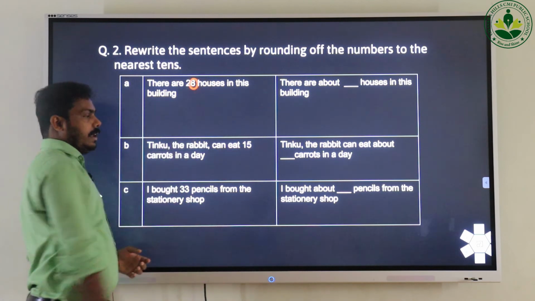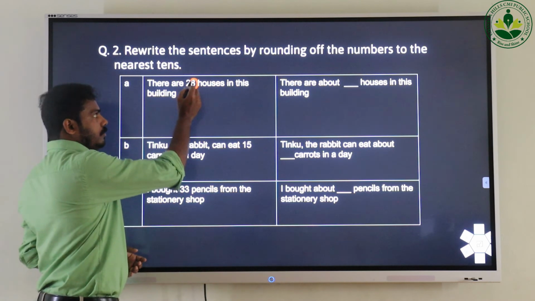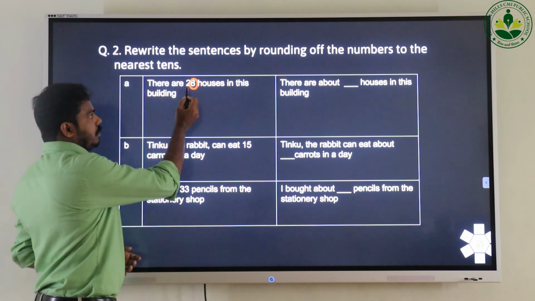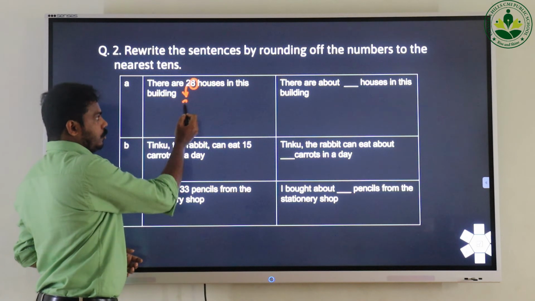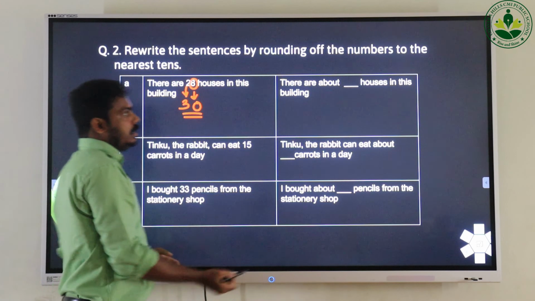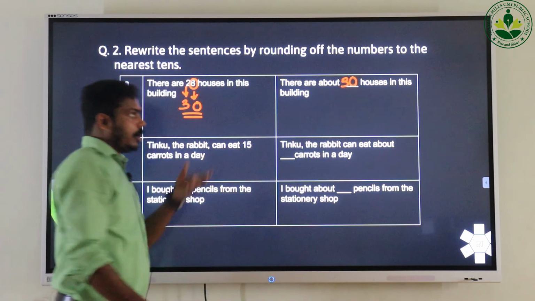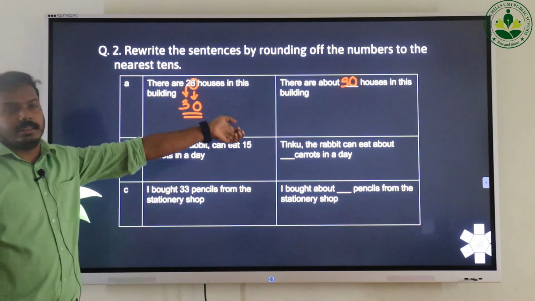If we round off 28 to its nearest 10, then we get, ones place digit is 8. So add 1 to the digit in the tens place. 2 plus 1, 2 becomes 3 and 8 becomes 0. So the answer is 30. The nearest 10 is 30. So there are about 30 houses in this building.